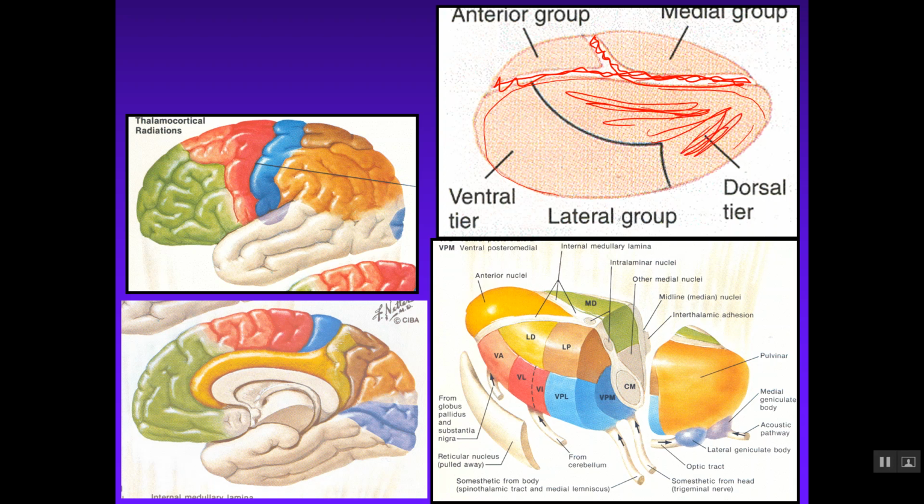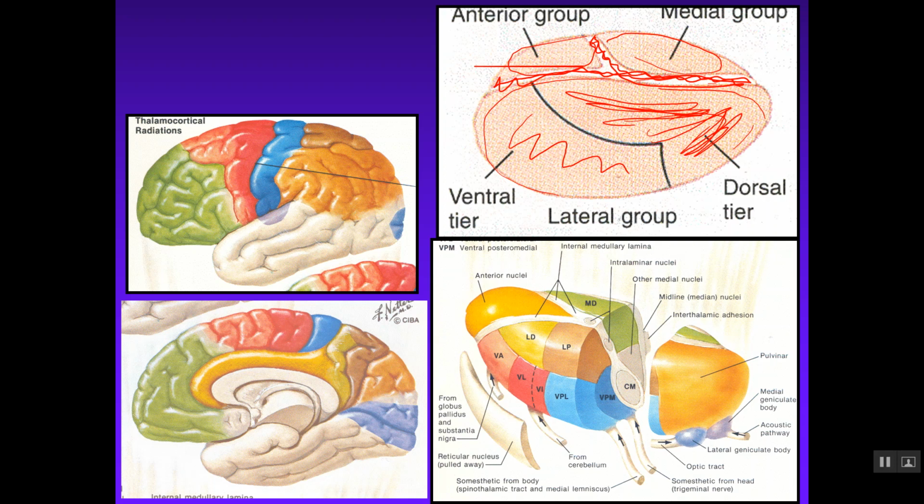The bottom part of the thalamus is ventral, because remember the neuraxis is like this, so the inferior part of it is considered ventral. So this is the ventral tier of the lateral group, and this is the dorsal tier of the lateral group. Then we have the medial group over here and the anterior group here. This is a nice picture down below that. It's color-coded, showing you the different regions of the thalamus and the connections they have with your cerebrum.